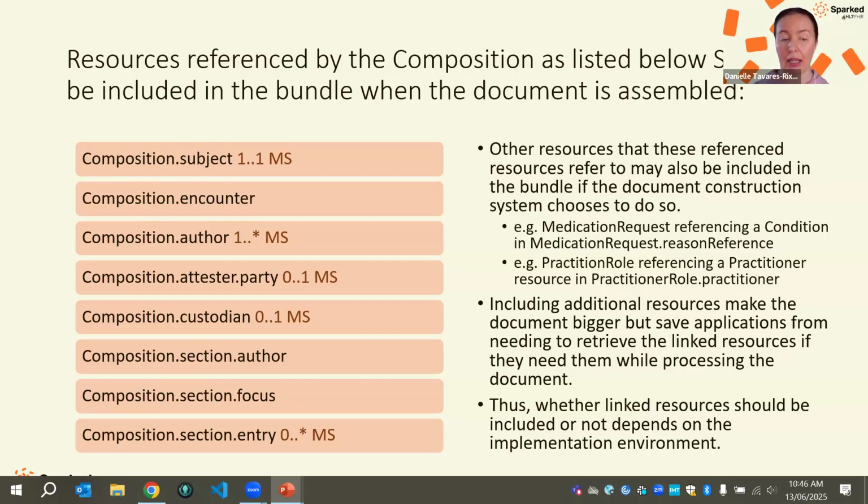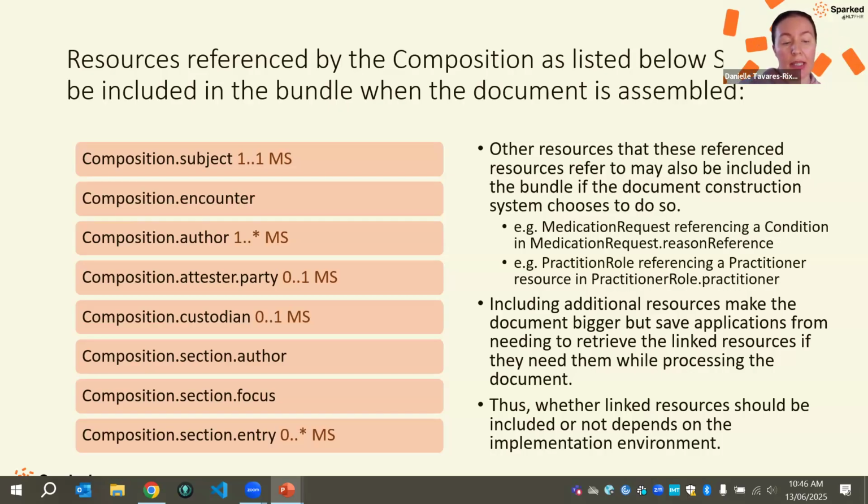There's section author and there's section focus, neither of which are must support in IPS or AUPS. I don't actually particularly think they will come up in R1, but if they do, or if people include them, they need to be in the bundle.